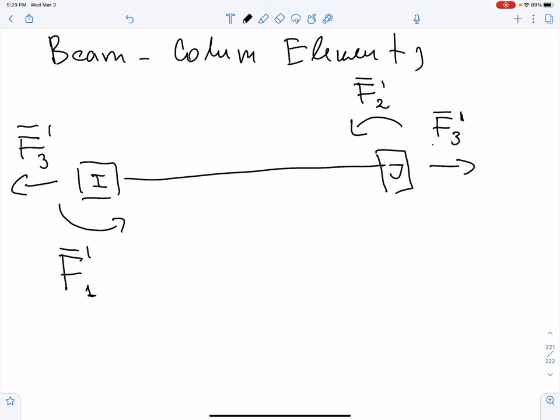At the same time, you can develop a rotation that we're gonna call delta over bar prime 1 at node i, delta over bar prime 2 at node j. And then corresponding to the basic axial force, remember we have the basic axial displacement that for this case we're going to denote by delta over bar prime 3. There's no need for two displacements, you just have one, like in the case of truss.